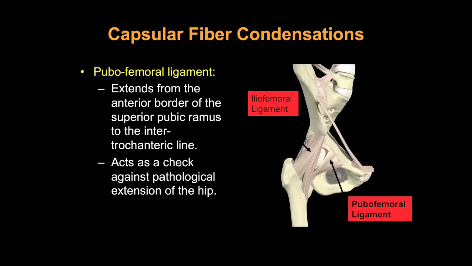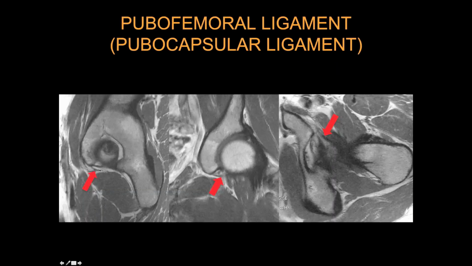Now the pubofemoral ligament extends from the anterior border of the superior pubic ramus to the intertrochanteric line. It acts as a check against pathologic extension of the hip. So here is the pubofemoral ligament. On sagittal images, we'll catch it inferior to the transverse acetabular ligament here. On coronal images, we will see a thin wisp of tissue traveling between the pubic and femoral bones. And on axial images, we'll see it here.